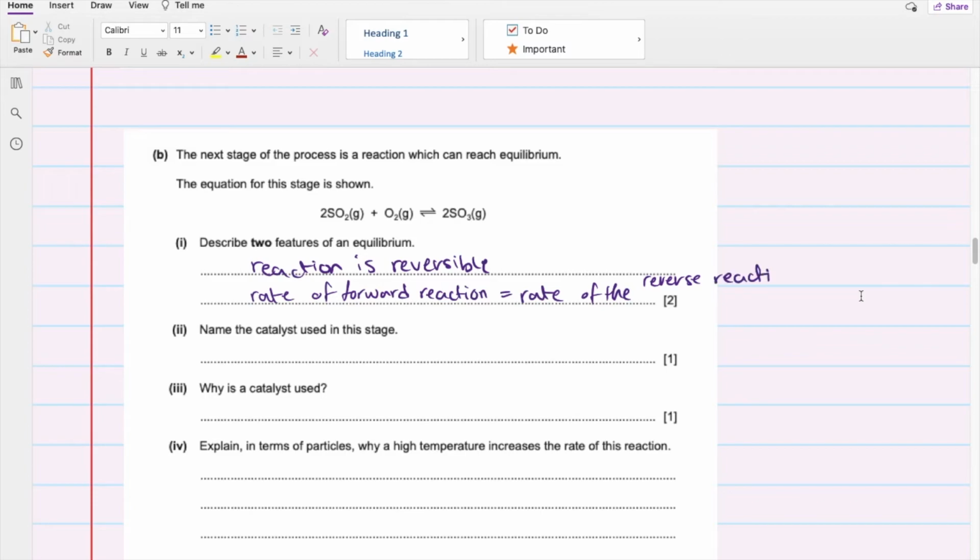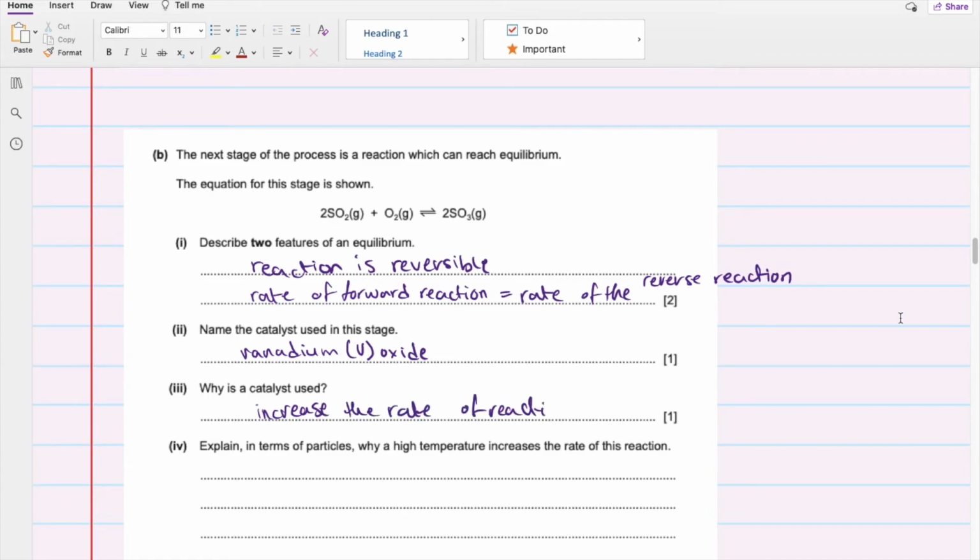So name the catalyst used in this stage. Again, this is something that you're supposed to keep in mind, and that is vanadium 5 oxide. Generally speaking, most catalysts are transition metals. Okay, so why is the catalyst used? Something you should know, catalysts are used anyways to increase the rate of reaction. They're not actually used up in the reaction itself. They're not part of the reactants. They're only there to help speed it up. So they increase the rate at which the reaction is happening. So increase the rate of reaction.